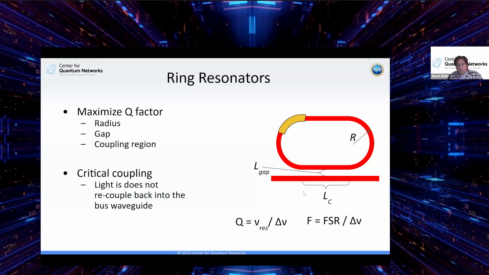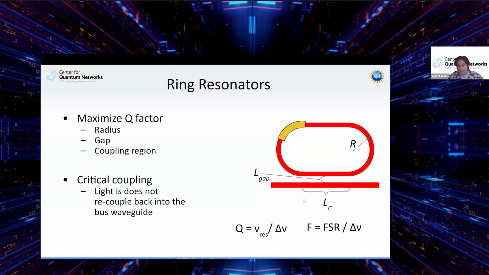Then the other quantity you want to pay attention to is the finesse. That's usually denoted with a script F, if I remember right. The finesse looks at that free spectral range that we saw before. Essentially, how far away are the resonances in this ring? It looks at the ratio between how far they are from each other and the full width half maximum again. That tells you how well you can resolve each resonance.